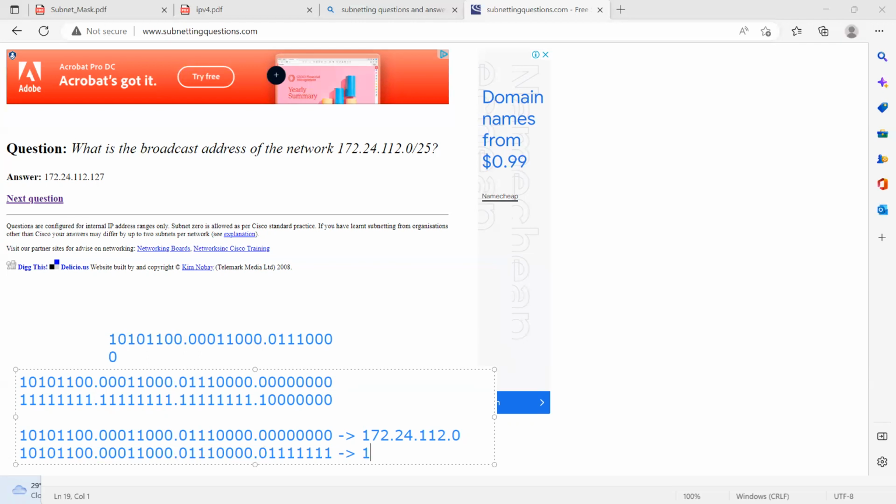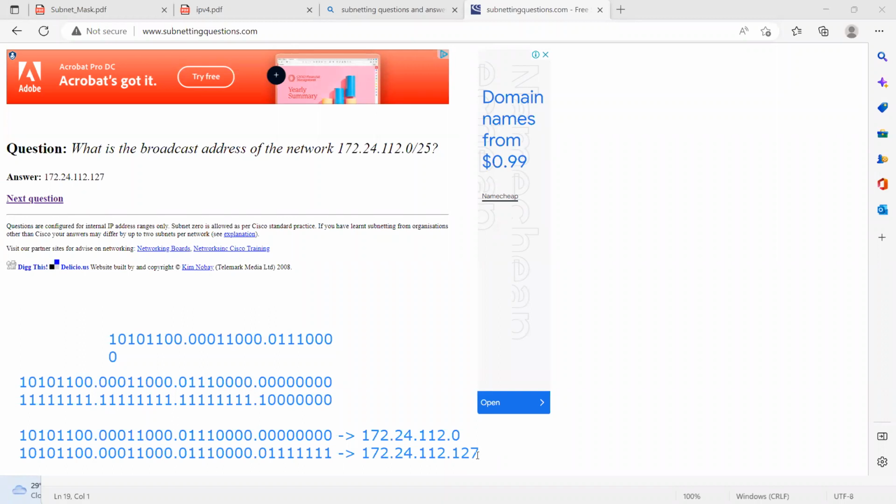Then what is that? 172.24.112.127, what is this value, 127. Understood? What is the first valid IP? 172.24.112.1 is the first valid IP. The last valid IP is 172.24.112.126. How many computers are there? There will be 2 to the power 7 minus 2 computers. 2 to the power 7 is 128, minus 2 is 126 computers.